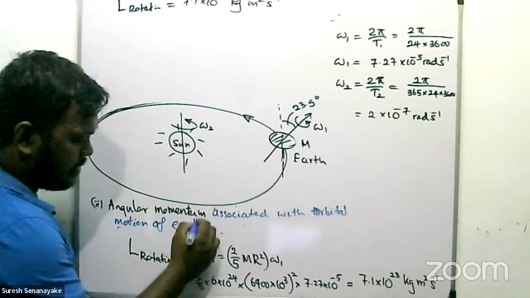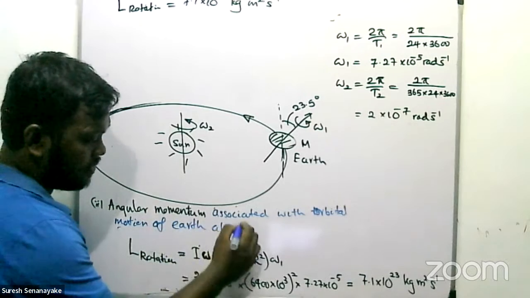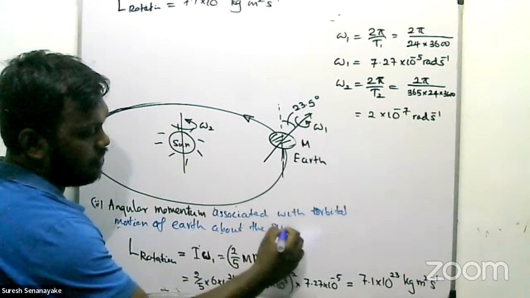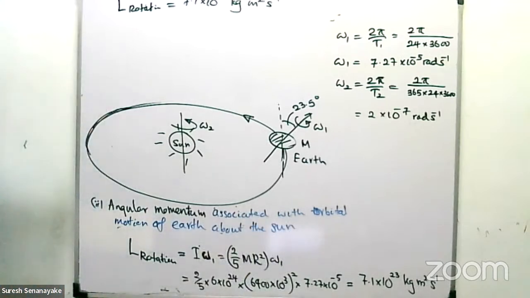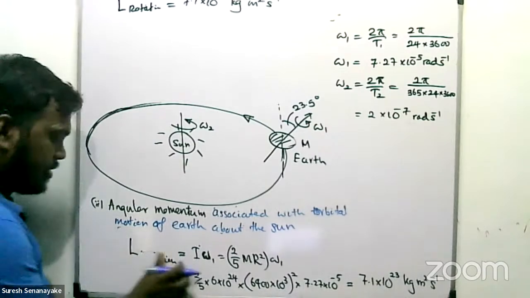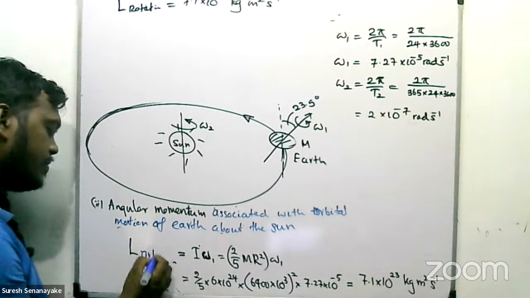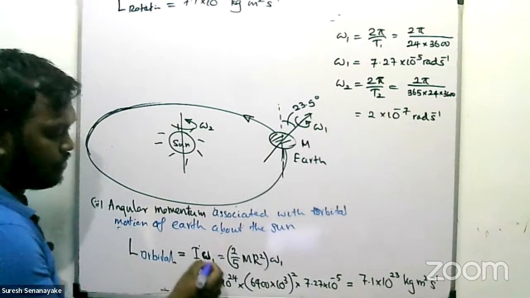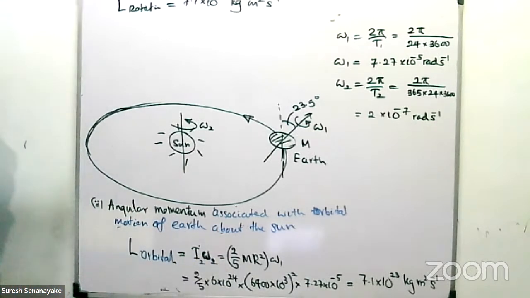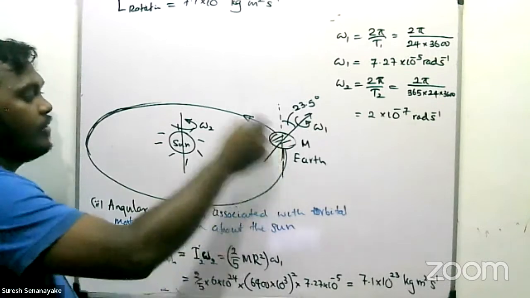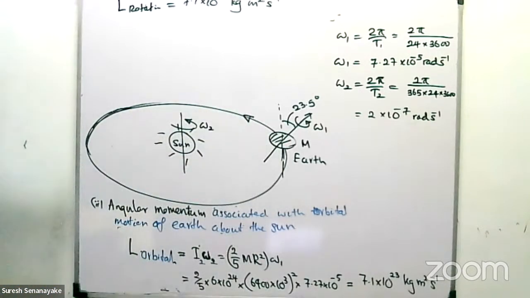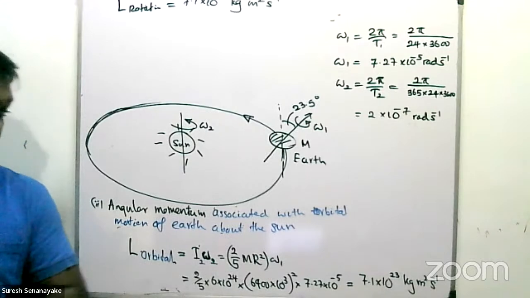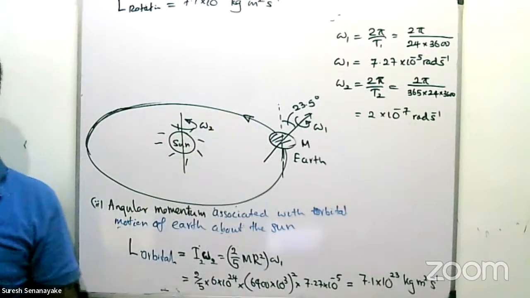Orbital motion of Earth about the Sun. Yes, there are two to consider. Then this orbital I2 omega 2. The I2 is now moving about this axis. Now you need to consider it's not moving about its axis passing through its center of mass now.